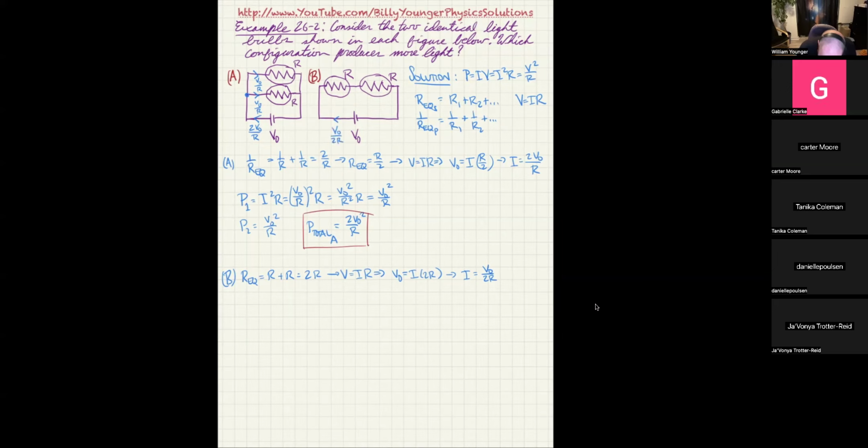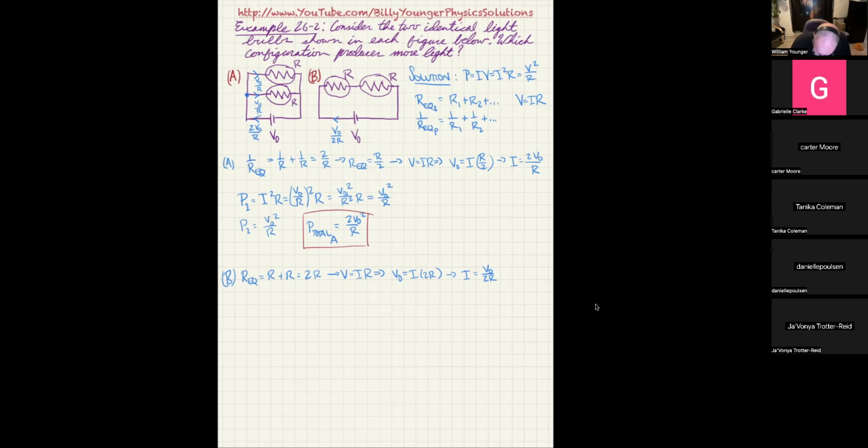Notice it's 2 times smaller than the current coming out of the battery in part A. So that's a good indicator that we're probably going to find less power here, but we don't necessarily know yet. Now that I have the I, and I know that this is a singular wire that leaves the positive terminal of the battery and goes all the way back to the negative terminal of the battery with no alternate paths, this current is the current for both bulbs.